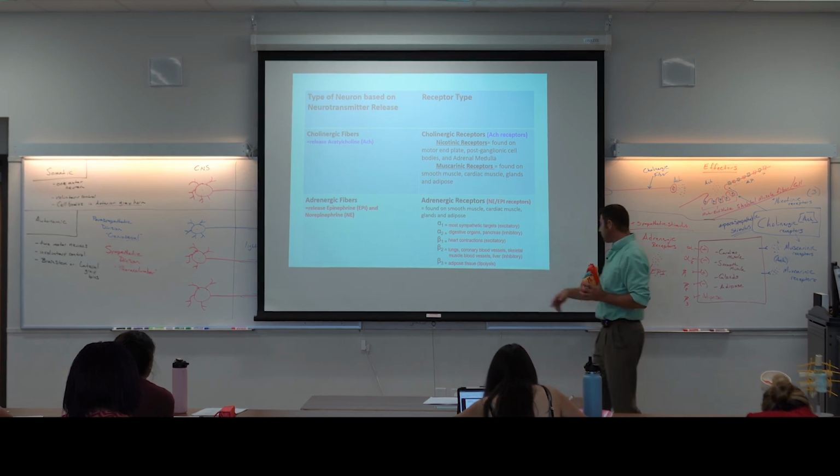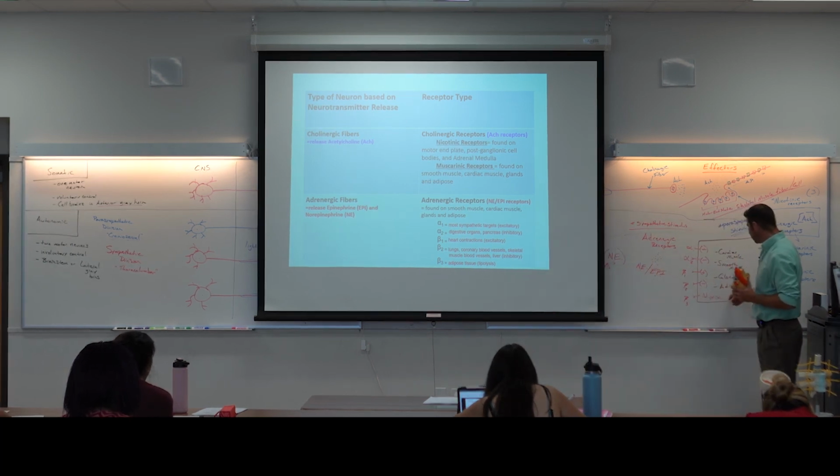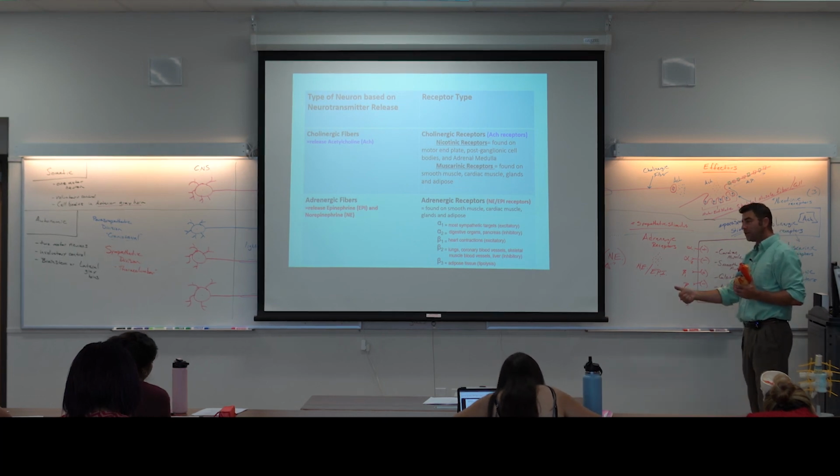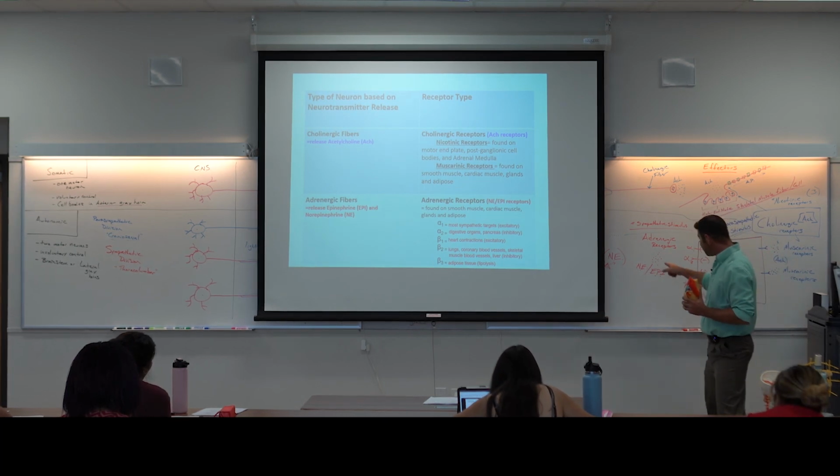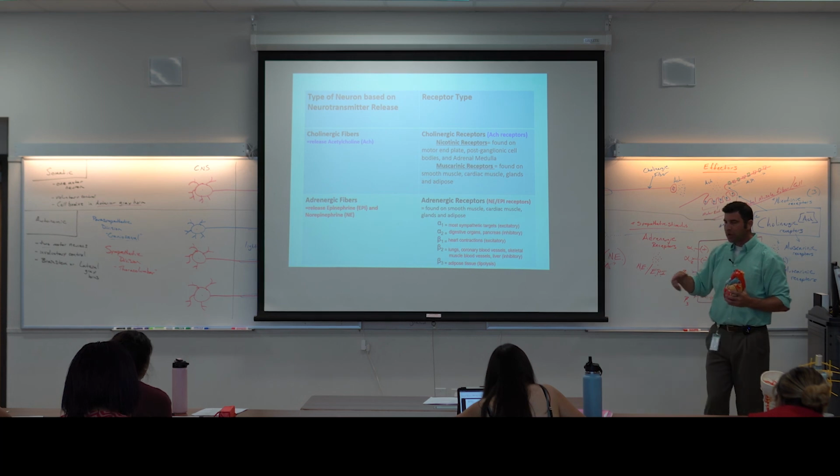And then we have beta 3, which we said just activates either the storage of adipose tissue, or in this case, under sympathetic signals, it breaks down adipose tissue.